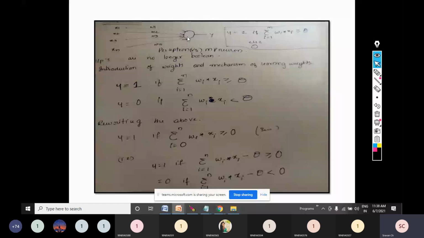Now comes the question, what is this threshold? Who will decide the threshold? All these things will come into picture. We discussed this in our previous class, and we rewrote this equation as y is equal to 1 if the sigma of i equal to 1 to n, wi into xi minus theta is greater than or equal to 0. I have explained why this is minus theta greater than or equal to 0 and minus theta less than 0, why it is 1 and 0, that we have already discussed.